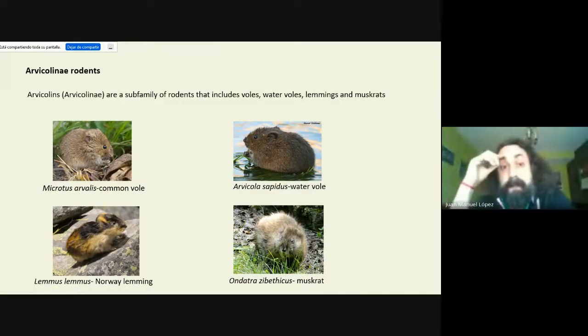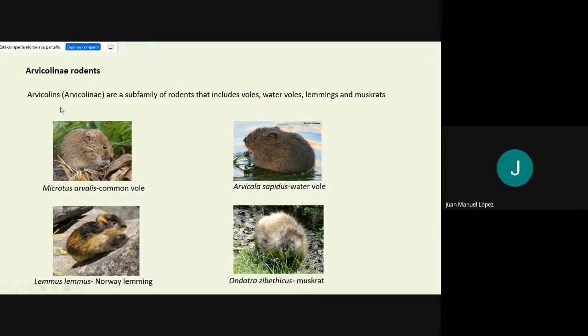Okay, the most used or useful rodents in this case for these biochronological studies are arvicolids, which are voles, a subfamily of rodents that includes voles, water voles, lemmings, and muskrats. This is a common vole, the water vole here, or a Norway lemming, and this muskrat as the species that compose this subfamily of rodents.